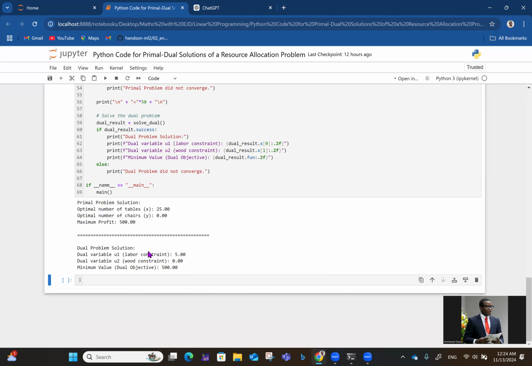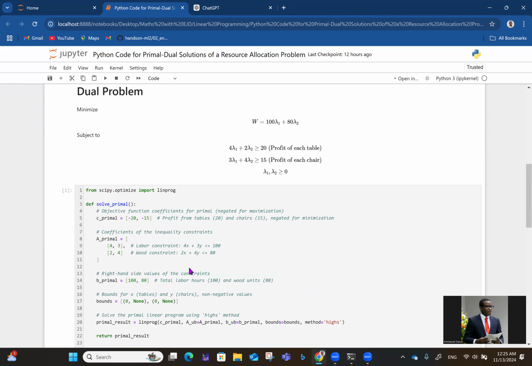And then we have the dual problem solution, which is dual variable U, and that's the labor constraint, which is now 5. So it means that for 1 unit of labor that you add, you are going to add $5 to the total profit. And then for the other dual variable, it's 0, and that is wood. So just like what we saw in the previous video, wood is not a limiting resource. It's not as important as labor. And of course, we have the minimum value for the dual objective, which is 500, as expected.